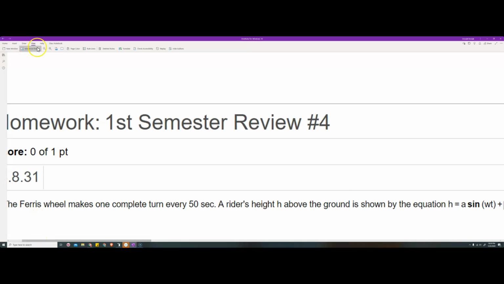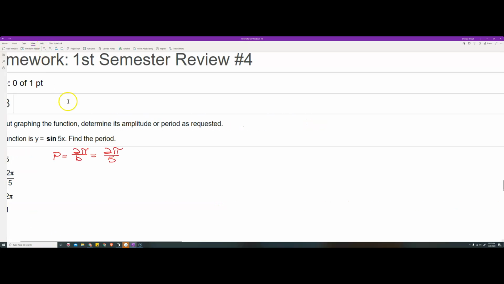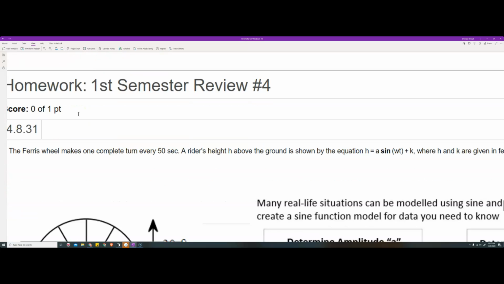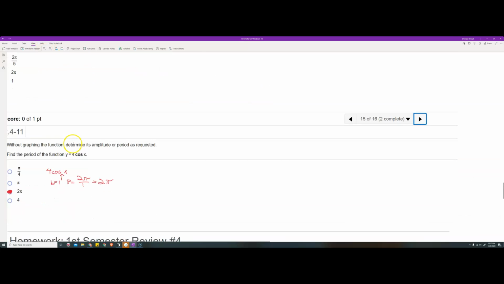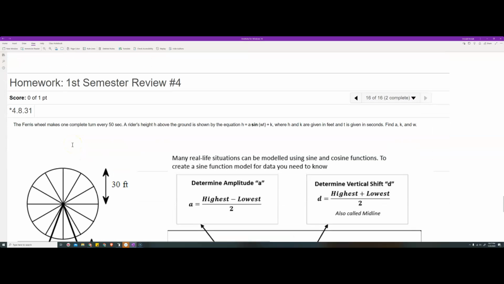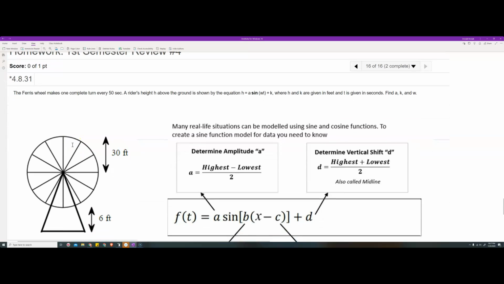All right, our last one is the Ferris wheel problem. Okay, the Ferris wheel makes one complete turn every 50 seconds. So our period is 50 seconds.